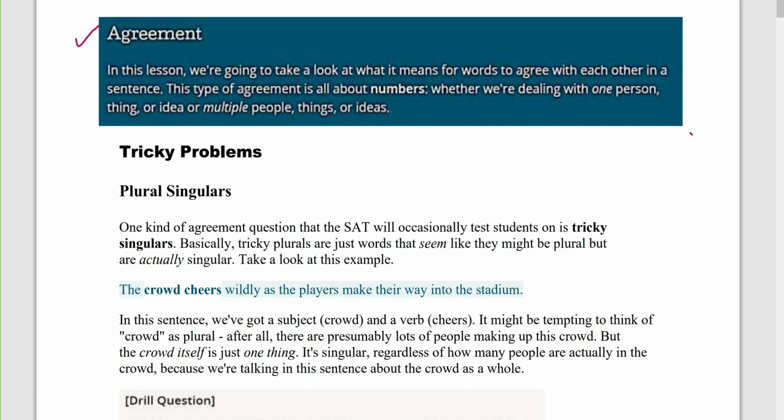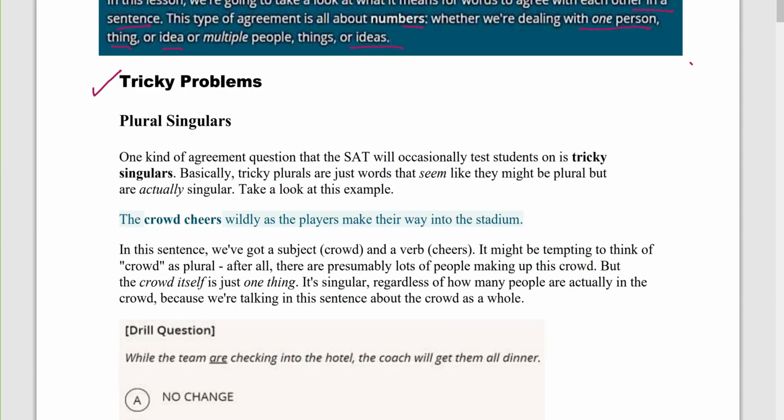In this lesson, we are going to take a look at what it means for words to agree with each other in a sentence. This type of agreement is all about numbers, whether we are dealing with one person, thing or idea, or multiple people, things or ideas. We are going to talk only about tricky problems, not all the agreement as we studied before. Let us go first to the tricky singulars. One kind of agreement question that the SAT will occasionally test students on is tricky singulars.